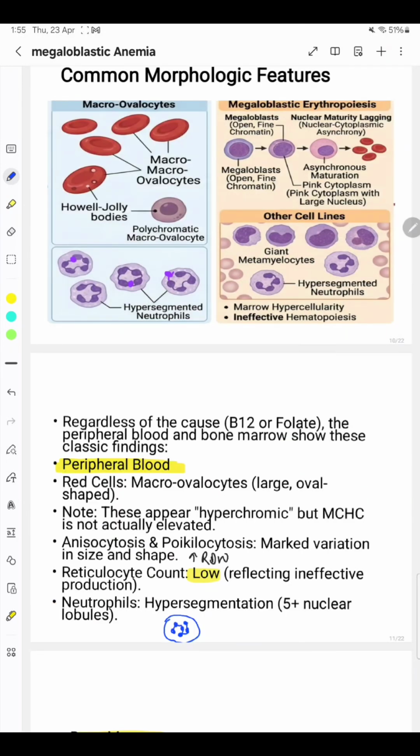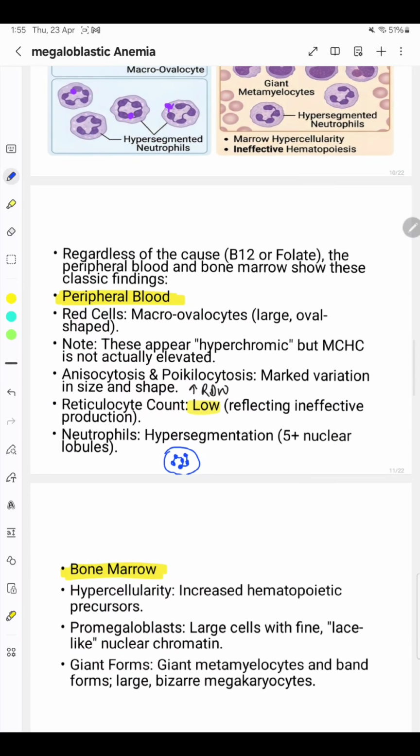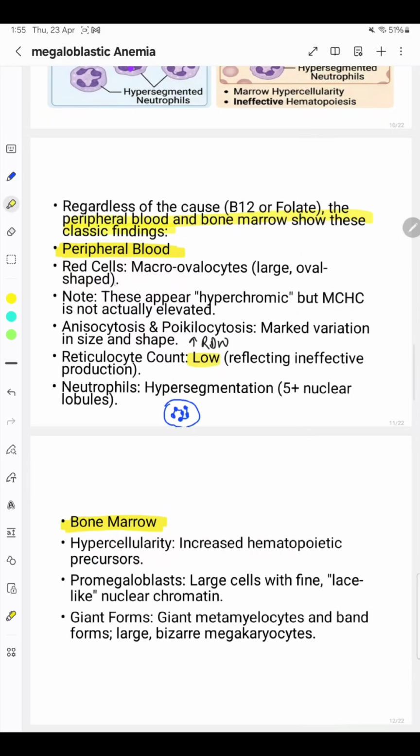Morphological features of vitamin B12 deficiency or megaloblastic anemia. Regardless of all the causes of B12 or folate deficiency, the peripheral smear and bone marrow show the classic findings. In the peripheral smear, in RBCs, there are macro-ovalocytes, large oval-shaped cells, and there is anisopoikilocytosis, marked variation in size and shape, which is reflected as increased red cell distribution width on the CBC. Reticulocyte count is normally low, reflecting ineffective production.